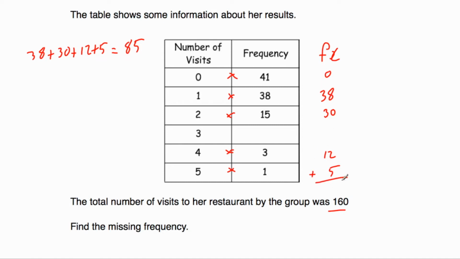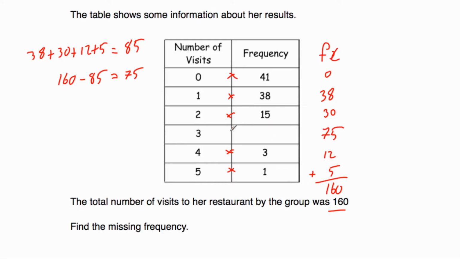So we know whenever we add up this column, it's going to be equal to 160. So if we do 160, take away 85, that will tell us what number will go here. Whenever we do 160 take away 85, that's equal to 75. So the 75 visits here means that these people have all visited 3 times each, 75 visits in total. And we just need to figure out what this number would be.